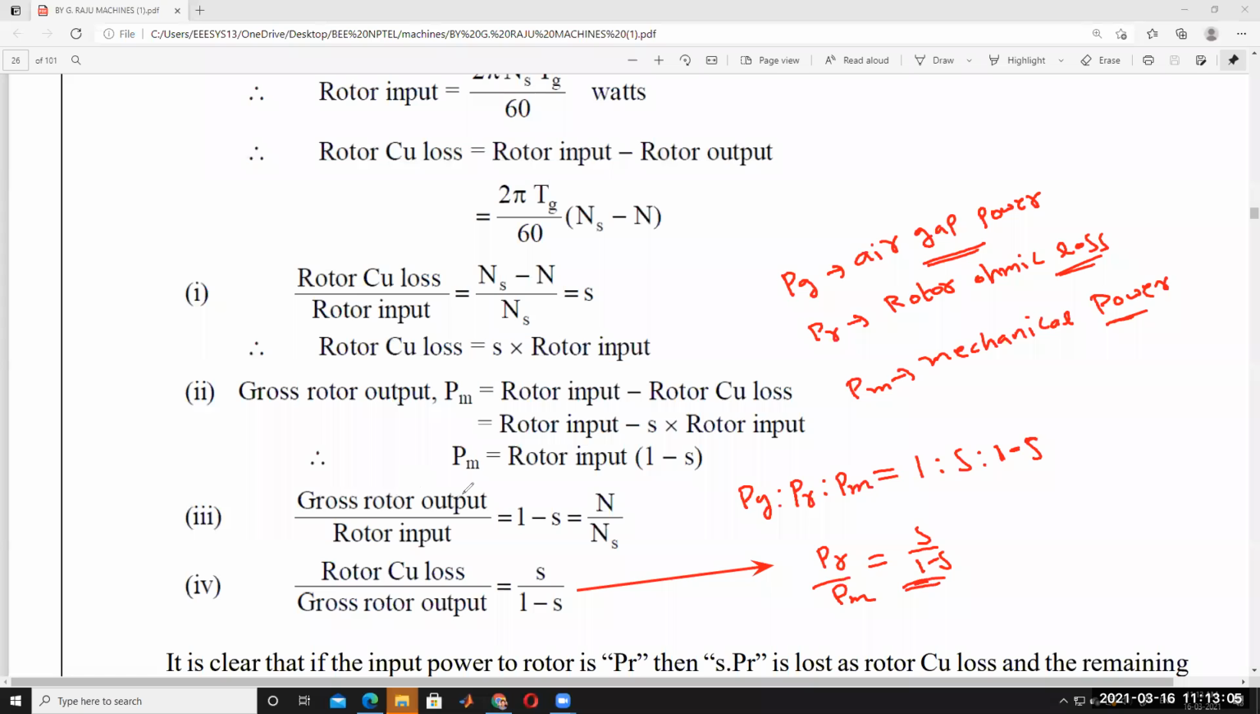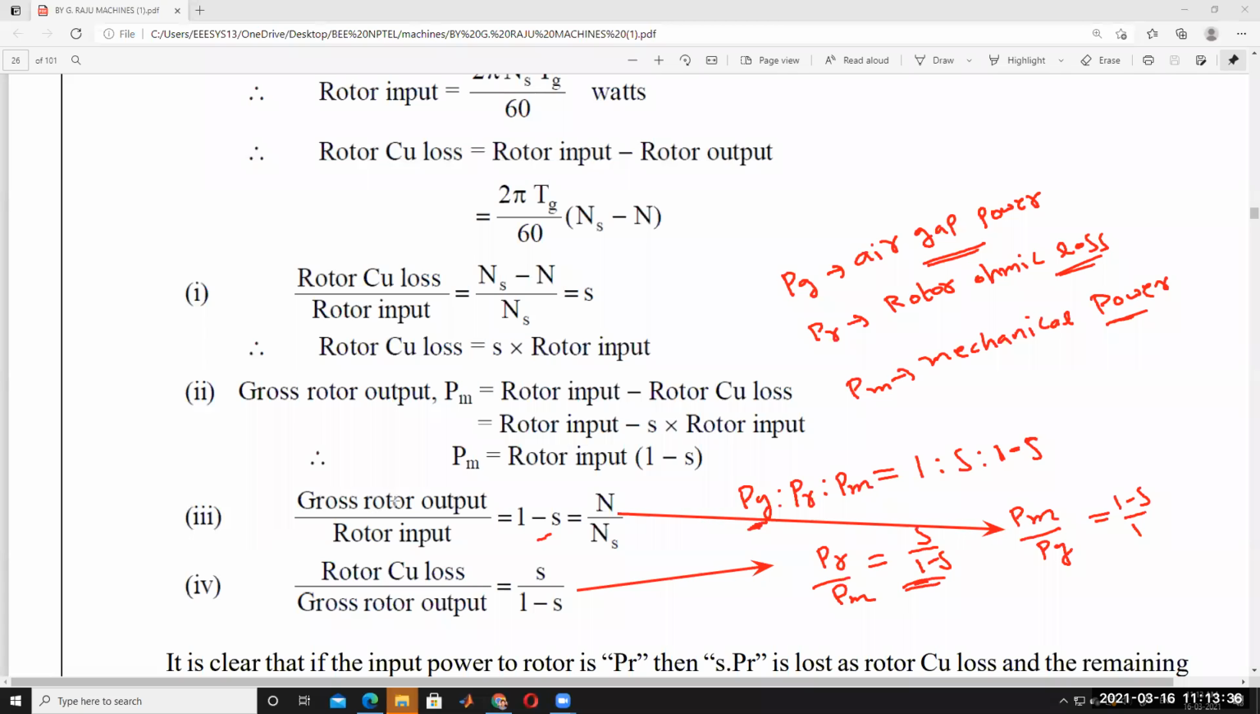Similarly, gross output power by rotor input. Air gap power is called rotor input. For this one, you will get PM divided by PG, which is nothing but (1 minus S) by 1. That is the same as this. Understand?